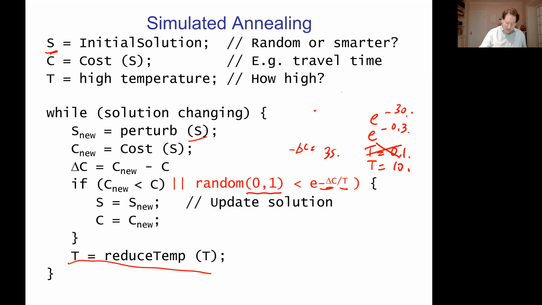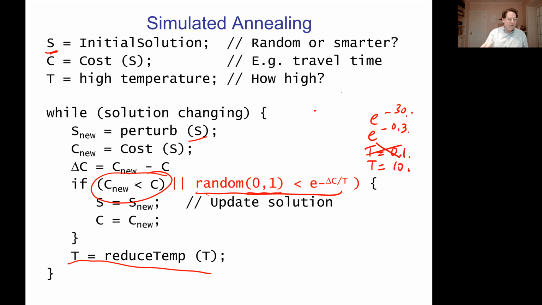So basically, when t is big, even large degradations in cost or travel time are pretty likely to be accepted. When t is small, then they're very unlikely to be accepted. And eventually, if t equals 0, then you will never accept anything for this reason. It will only be things that improve it.